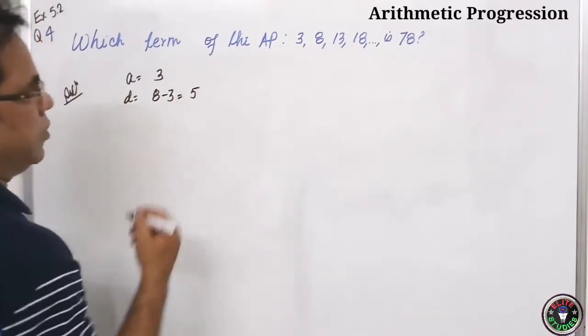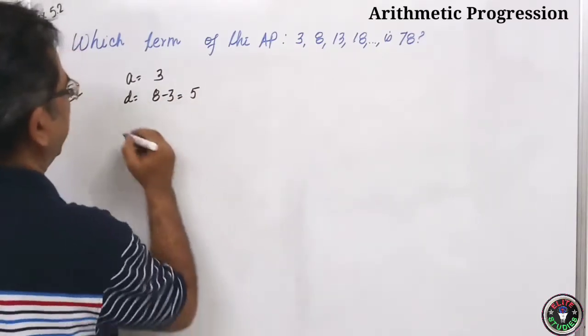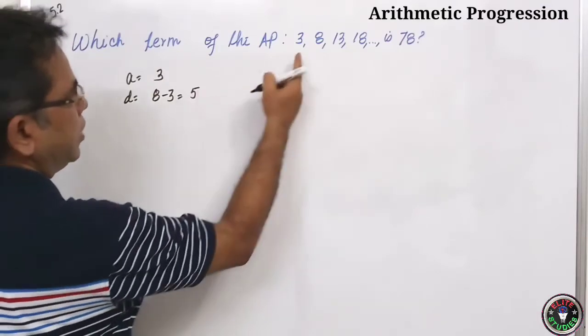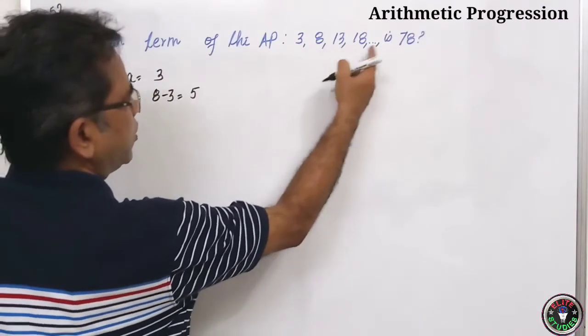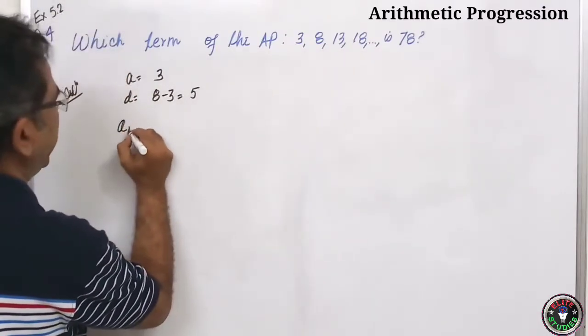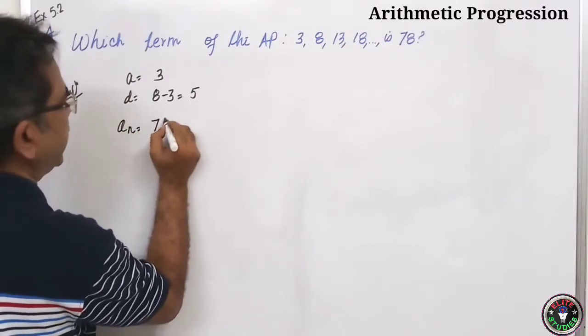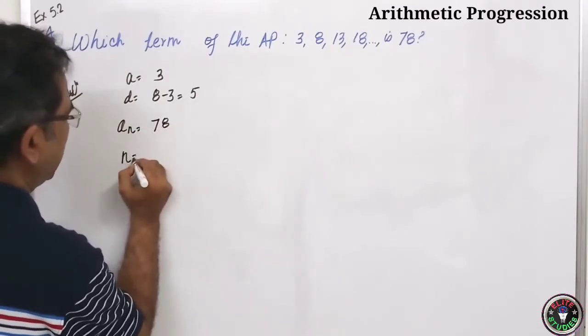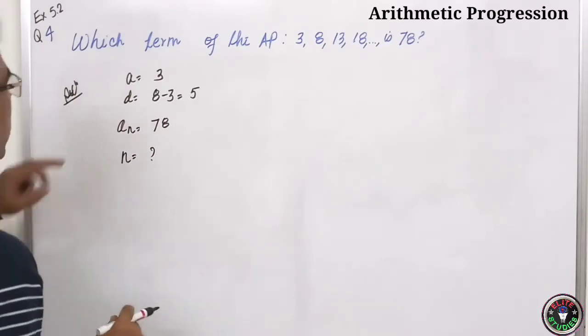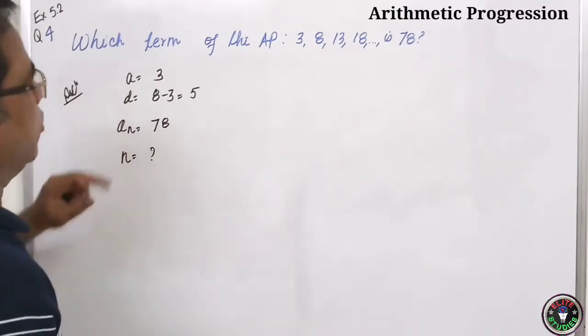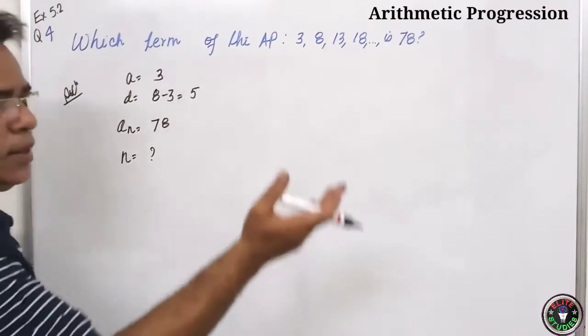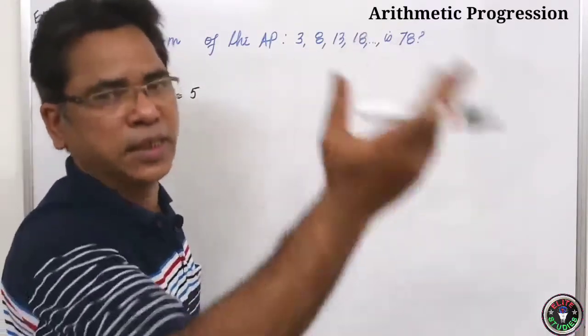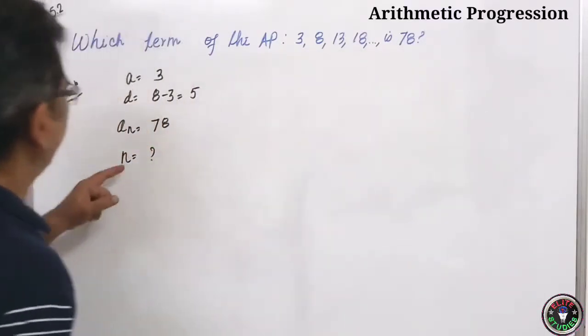Let the term be an. So an you have to find. First term, second term, third term, fourth term, up to 78. So here given an is equal to 78, and n we have to find out. Which term? It may be the 15th term, 16th term, 18th term, 20th term. So you have to find the value of n.